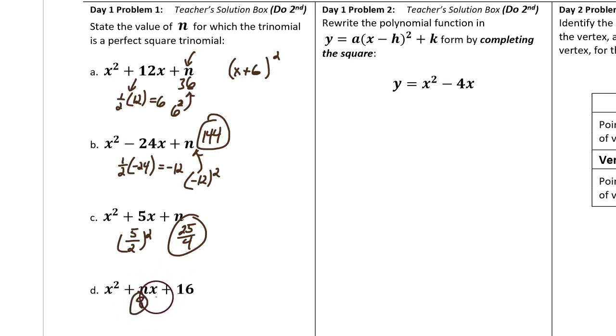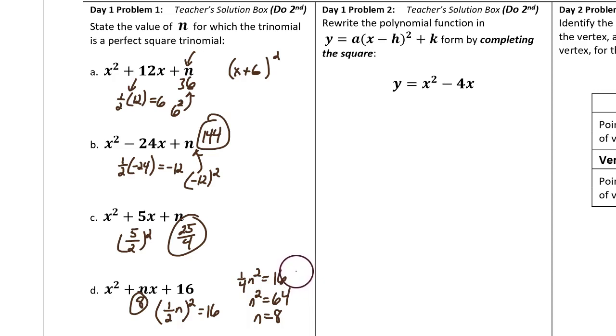Now, if you're not able to get that in your head, you can follow through the process. Take half of the coefficient of x, which is the n, and then square that, and that's how you get the 16. Now from here, figure out what the n would have to be. This is 1/4 n squared equals 16. Now multiply both sides by 4, so n squared equals 64, and then take the square root, so n equals 8.